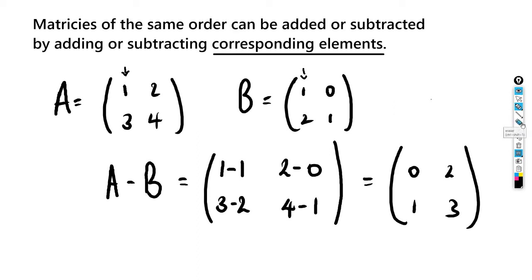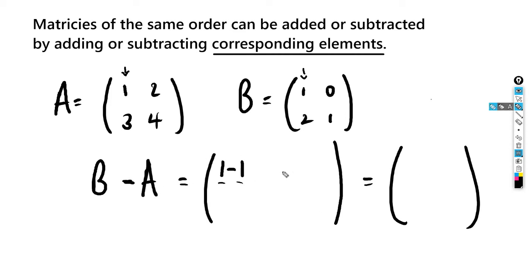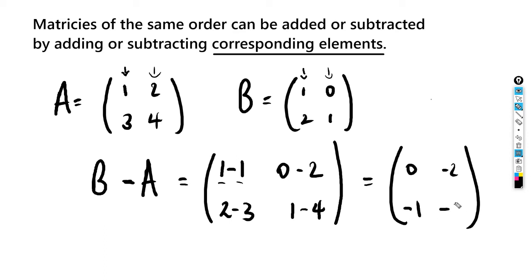Now let's look at the opposite. Let's look at B minus A and see if we get the same result. B minus A is going to be different from A minus B in this case. It's going to be 0 minus 2, because it's this 0 minus this 2, then 2 minus 3, then 1 minus 4. So we end up getting 0, negative 2, negative 1, and negative 3. We get a totally different result from A minus B. So we can see that A minus B is not equal to B minus A. So subtraction is not commutative.